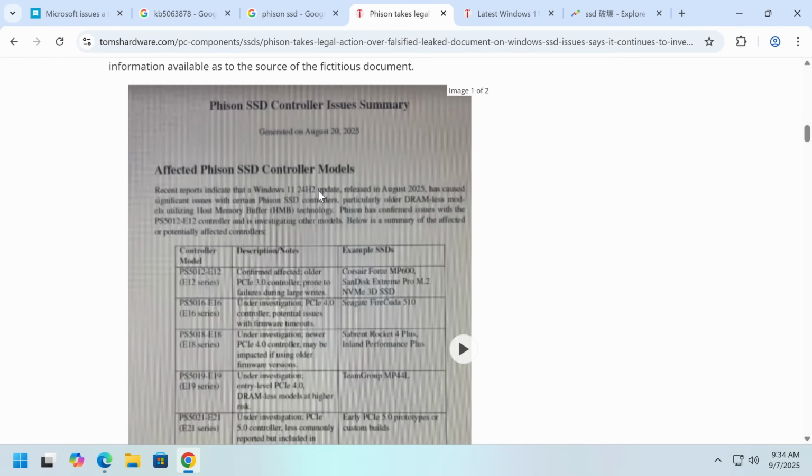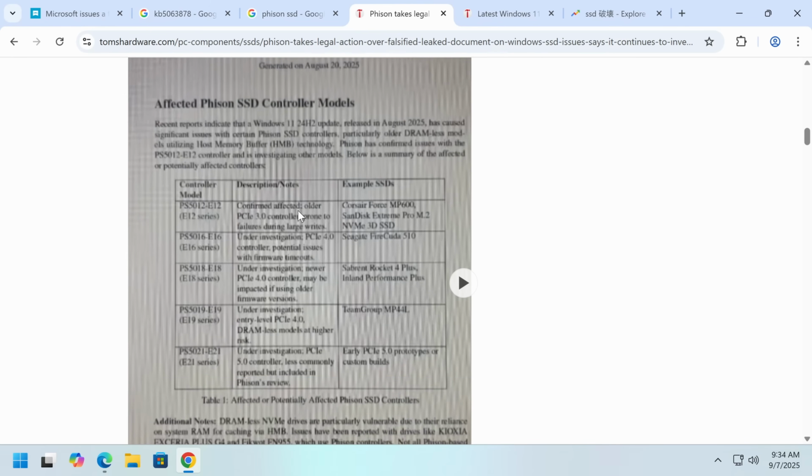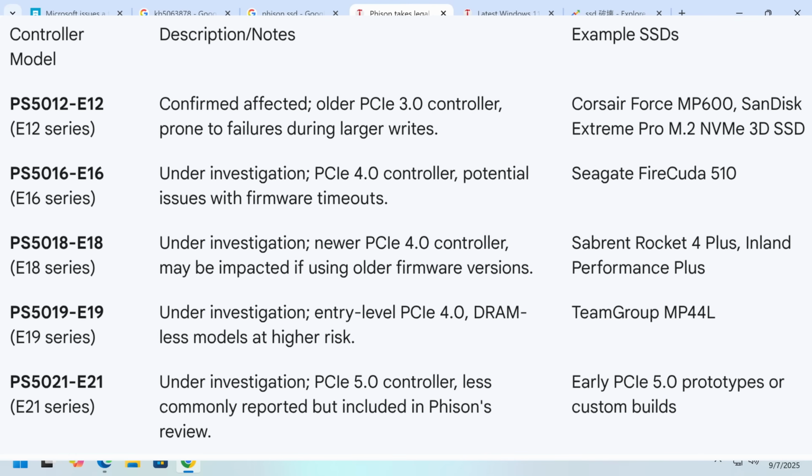Reports indicate that a Windows 11 24H2 update released in August 2025 has caused significant issues with certain Phison SSD controllers, particularly older DRAMless, and those utilizing host memory buffer technology. Phison has confirmed issues with the PS5012-E12 controller and is investigating other models. So it's not clear to anyone where this document came from, other than that it didn't come from Phison. Was it a competitor? Was it an angry person? Was it someone who AI generated this for the lulz? We don't know. As someone who is not an expert on SSD technology, nothing in this presser looks wrong to me. But it's faked.